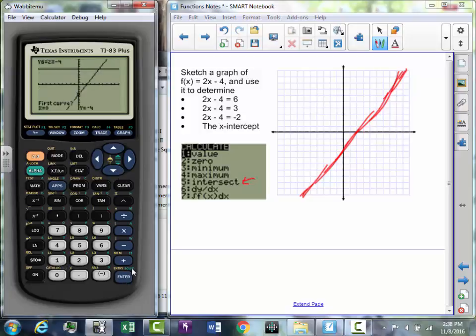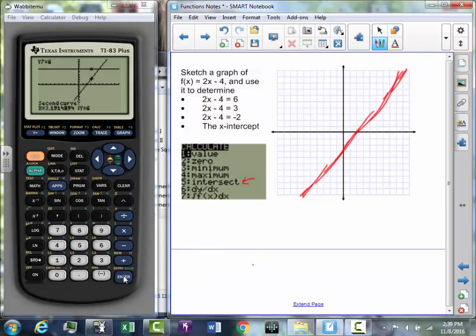The way the intersect works is it just wants to know which graphs you want to cross. So if you go side to side, you guys see how the cursor moves side to side? If you press up or down, it toggles between all the graphs available. So essentially you have to say, this is my first curve. It uses the word curve because most graphs aren't actually straight lines. But I mean, this is your first graph, press enter. Is this my second graph? Sure, press enter. Press enter.